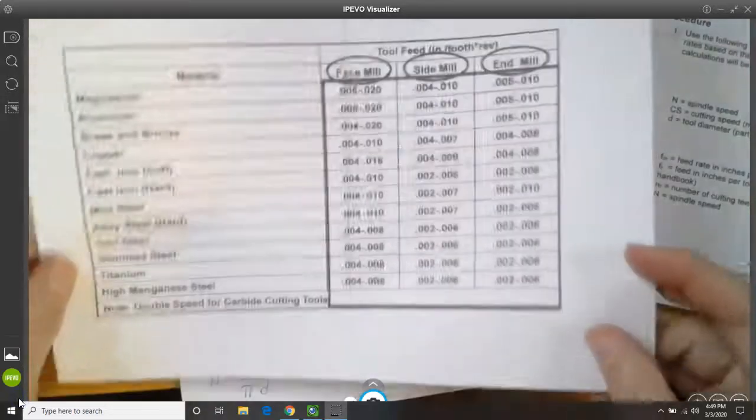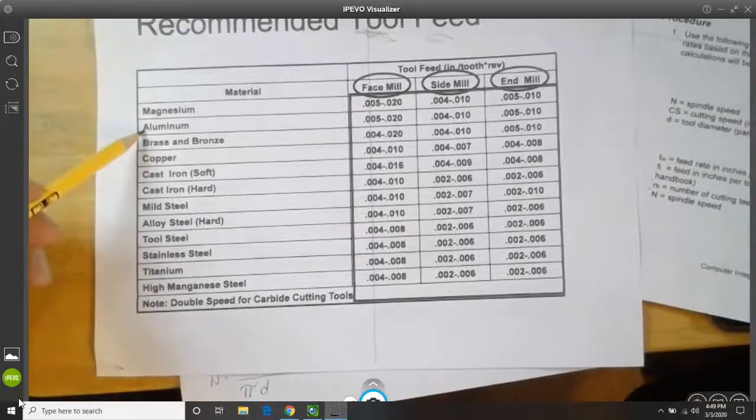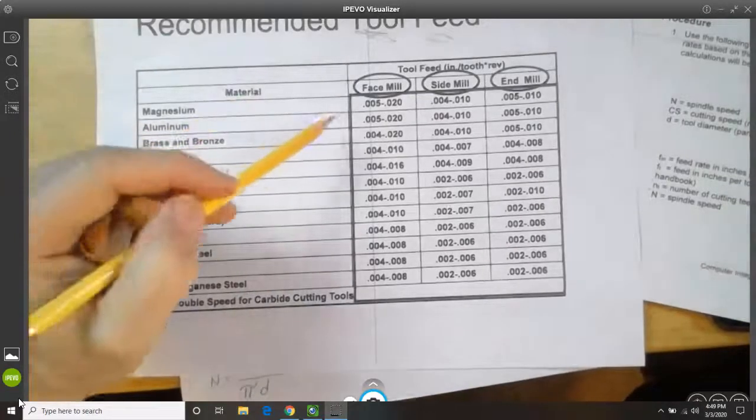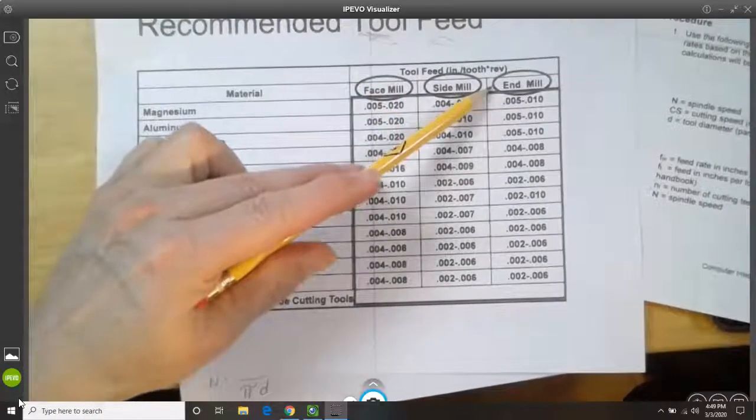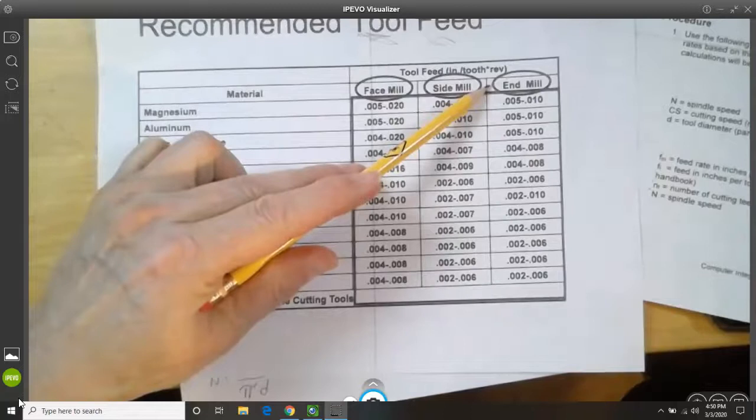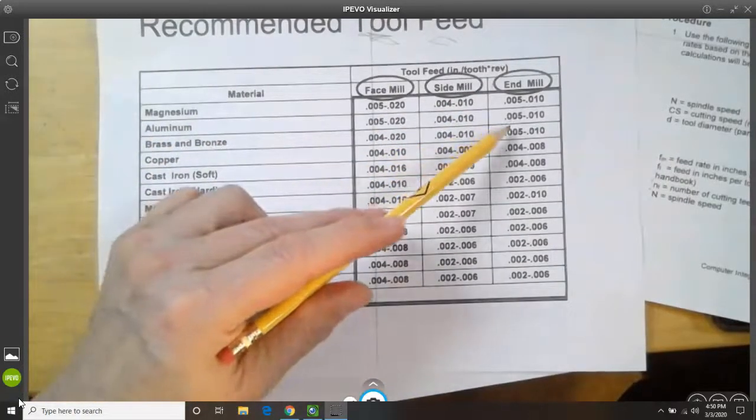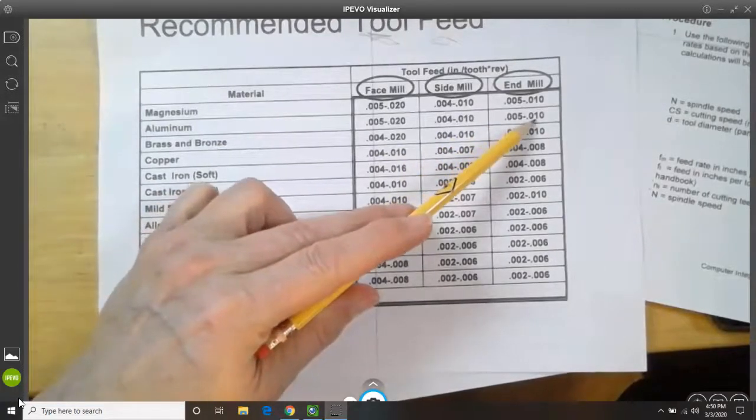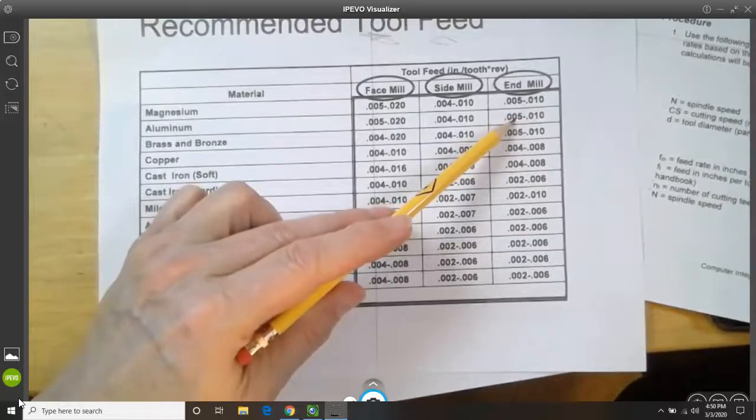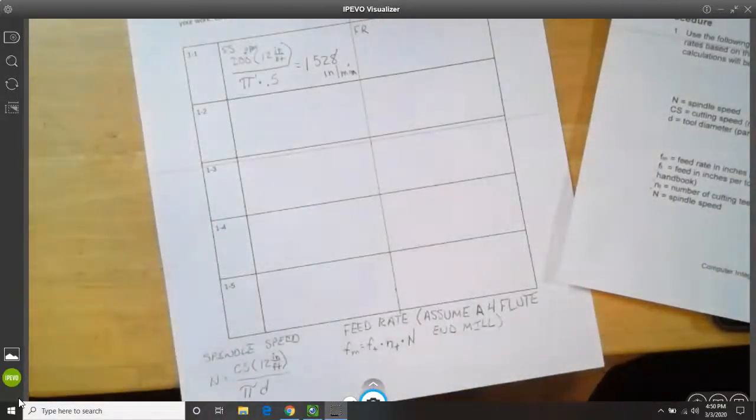So I get my chart right here, and I'm going to look for the material, which is aluminum. I'm going to go across, and there are different types of milling that you can do. You can do what's called face milling, or side milling, or end milling. We're going to use end milling for everything. And I'm going to come down, I'm going to come over to here. Now this has a feed rate of 0.005 to 0.010. We're always going to use the lower number for all of these. So 0.005 is going to be the feed rate for this aluminum.